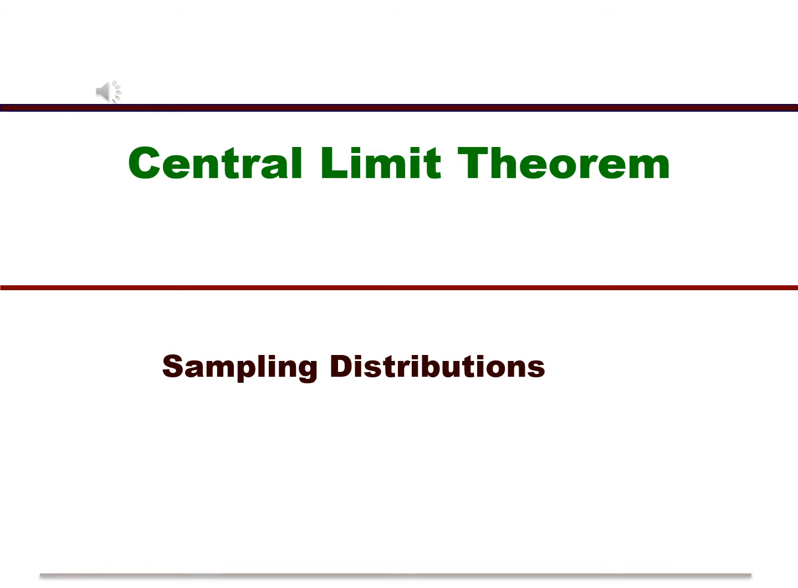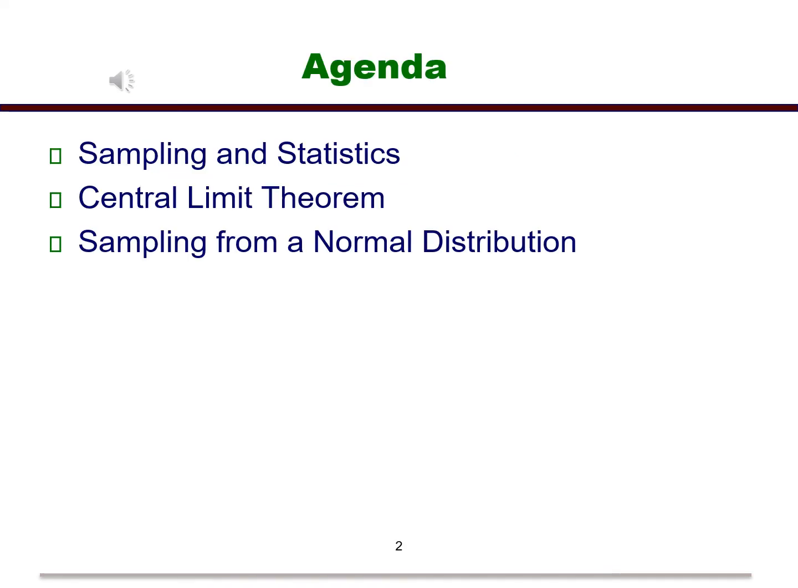In this lecture, we're going to discuss sampling distributions and the central limit theorem. We will focus on sampling distributions for random variables that have an underlying distribution that is normal. Let's look at the agenda. We will discuss sampling and statistics. We will then define the central limit theorem and discuss its consequences. Finally, we will discuss different sampling distributions for different statistics when the underlying distribution of the data is normal.